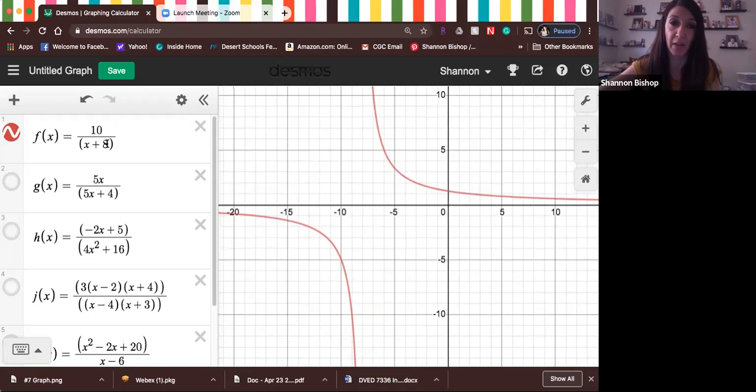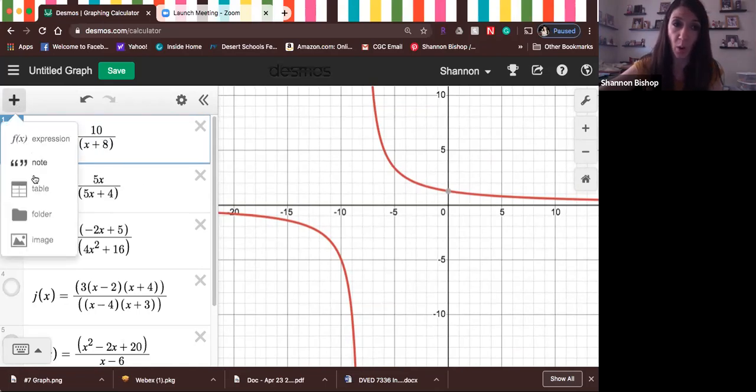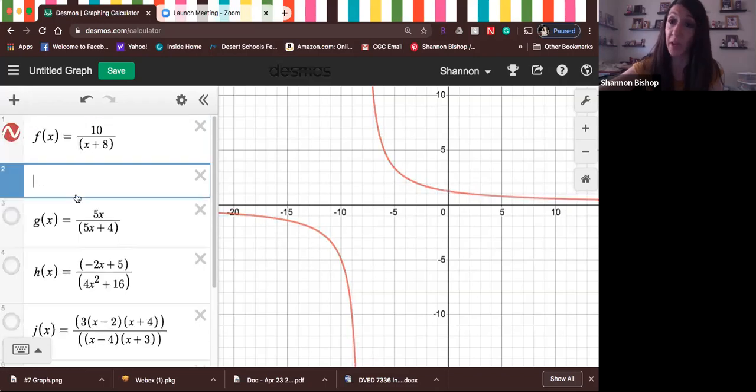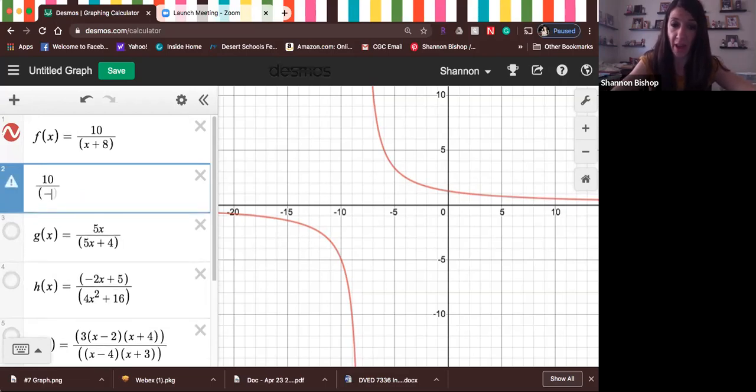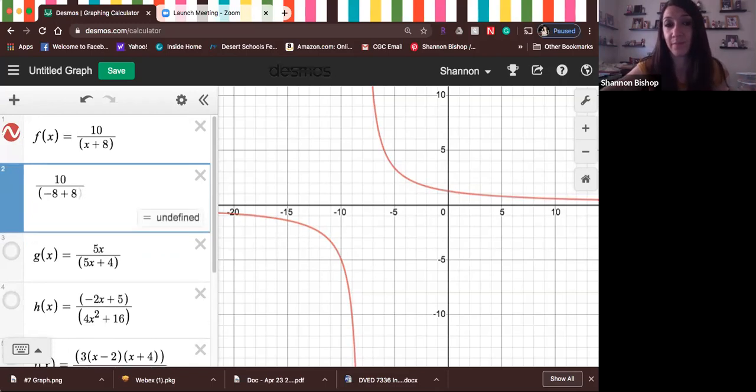Well, let's look back at the function. Somewhere between -5 and -10. Well, I'm just going to have to give it away because we're not in person to explore this together. Hey guys, they break apart at -8. That's where the breaking point is for those two graphs. Now, why is it -8? Well, I want you to think about what would happen if you plugged in -8. If you take 10 divided by -8 plus 8, it says undefined.